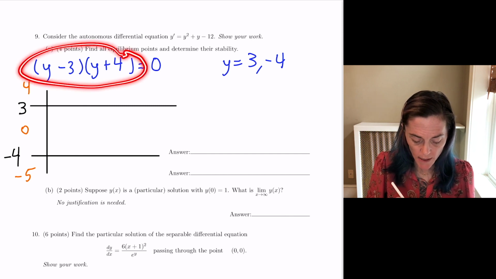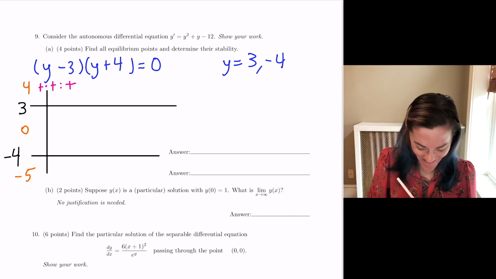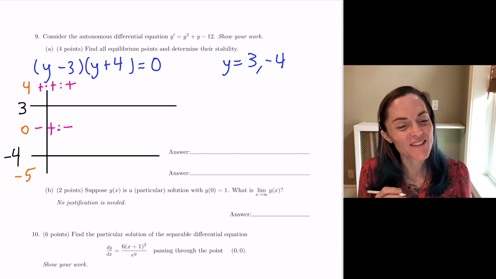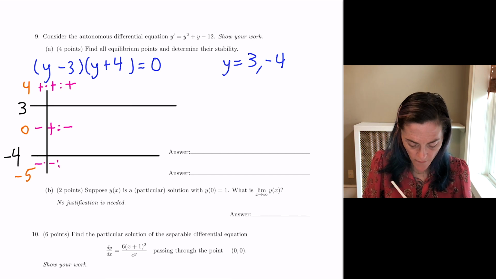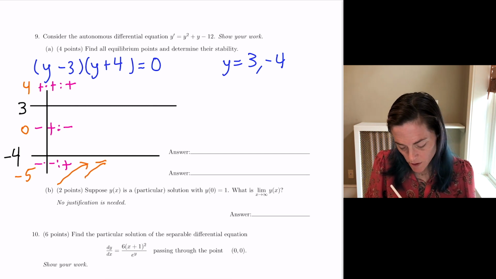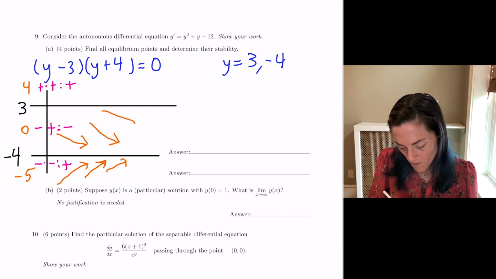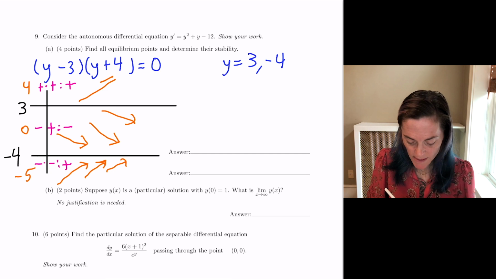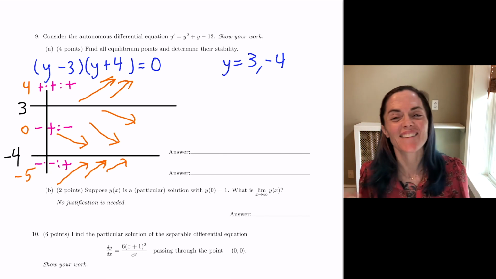Okay, great. So at 4, stare at this, which is the derivative. We have positive, positive. My derivative is positive. At 0, we have negative, positive. My derivative is negative. At minus 5, negative, negative, negative, negative. My derivative is positive. Okay, so here my solutions are increasing, here decreasing, and here increasing.